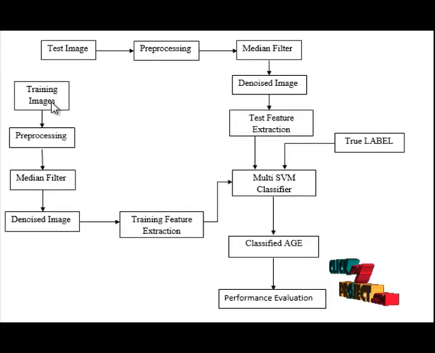The same procedure is followed for the training images. The training images are pre-processed and feature extracted using the Gabor filters. These two inputs, test feature and training features, are given as input to the multi-SVM classifier. The multi-SVM classifier is used to classify which category the input image belongs to. The multi-SVM method is used to classify the age of the input image.